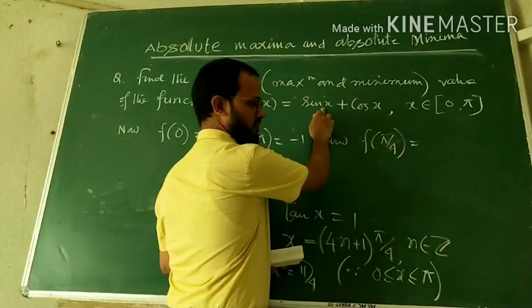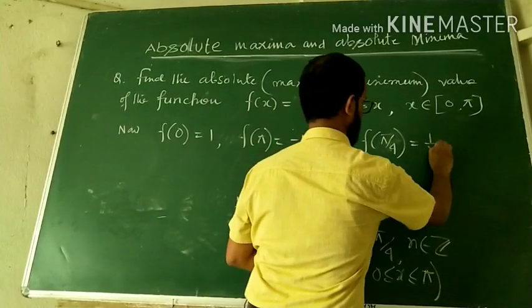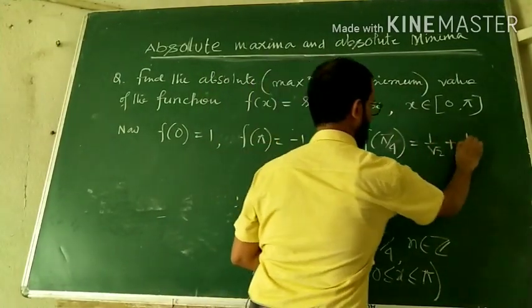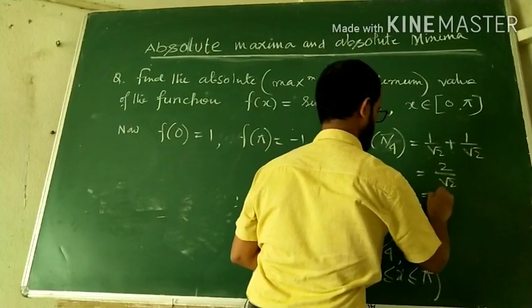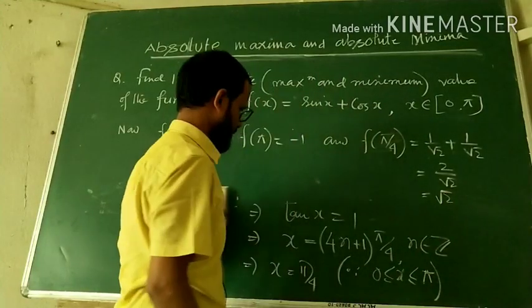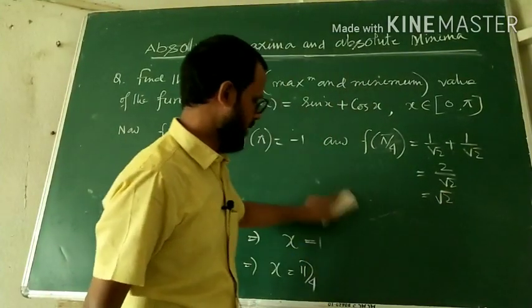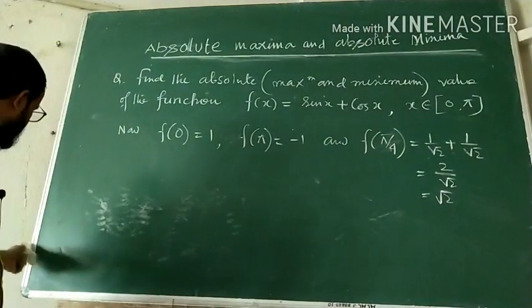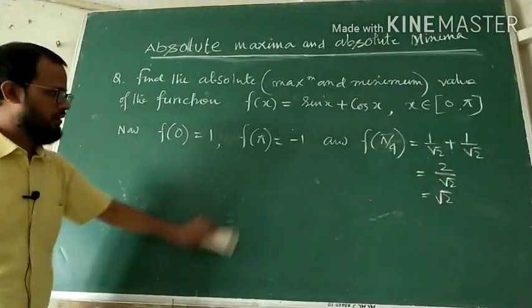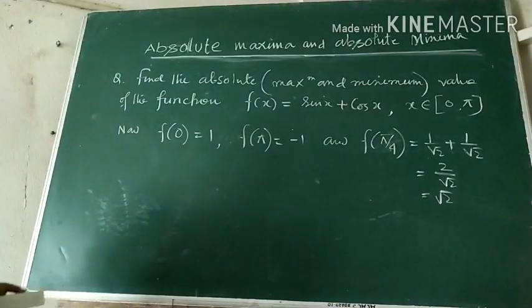And f(pi by 4) is sin pi by 4, which is 1 by root 2, plus cos pi by 4, which is 1 by root 2. Finally 2 by root 2, which equals root 2. These are the 3 functional values at the endpoints of the closed interval, as well as at the critical point.